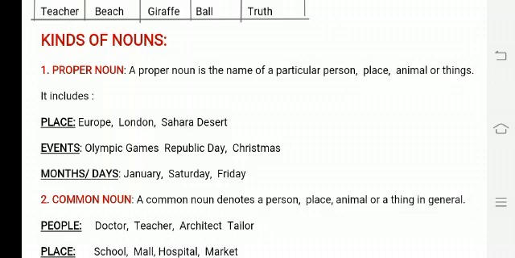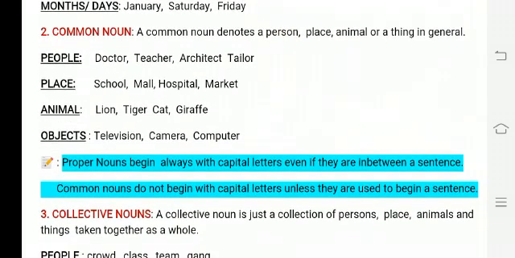Let's move on. Common noun. Usually, most of you have confusion between proper noun and common noun. Let's learn the definition first. A common noun denotes a person, place, animal, or things in general. In general. Remember the word general.